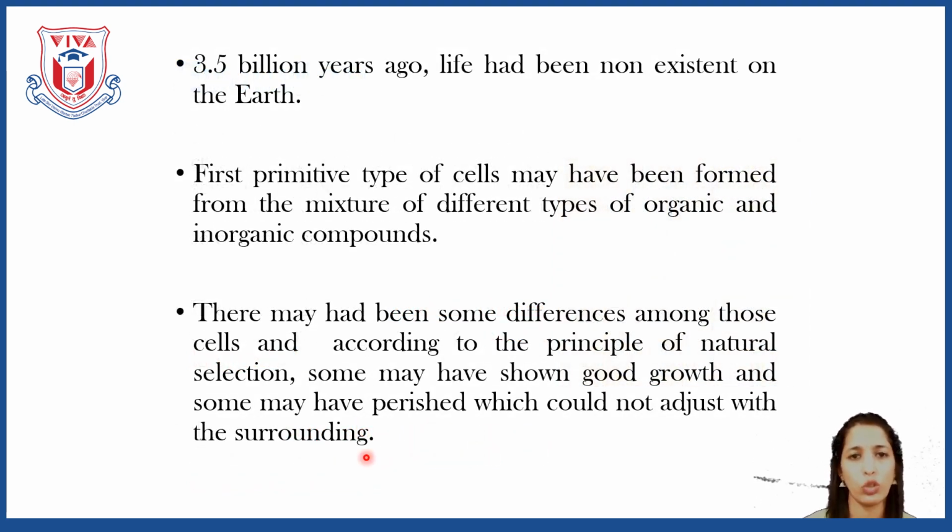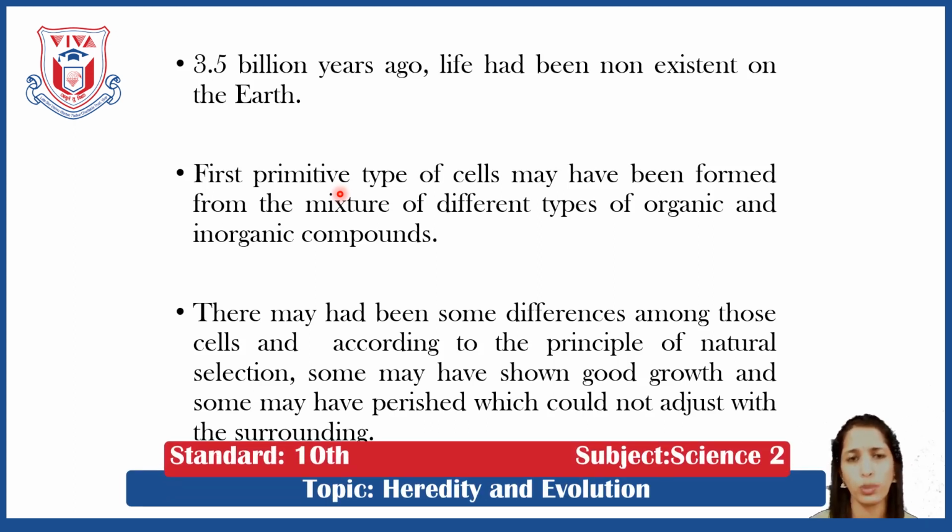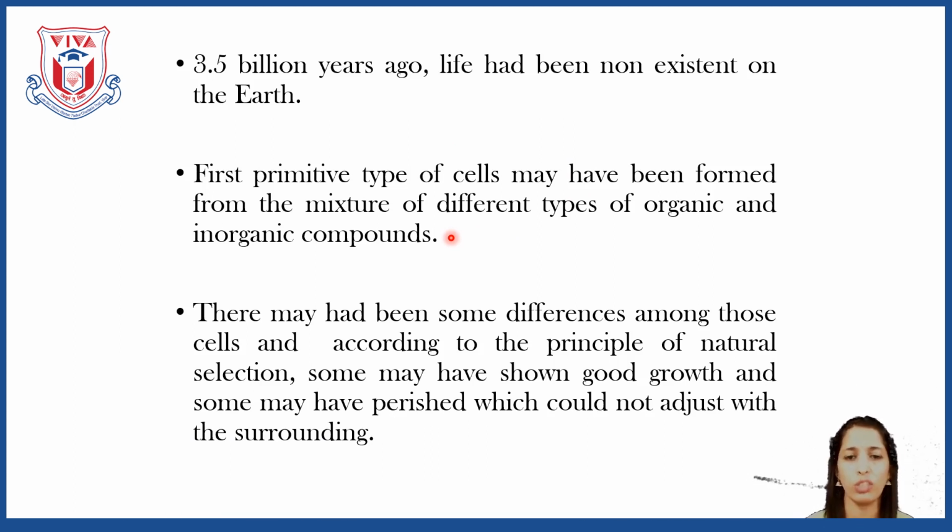Now, when we talk about evolution, we know that around 3.5 billion years ago, life had been non-existent on the earth. You know that earth was just a hot gas sphere, right? There was no existence of any life on the earth around 3.5 billion years ago. After that, once the temperature cooled, once there were some changes in the environment, in the temperature, the overall biosphere was formed. Then the first primitive type of cells, we say the pre-cells, may have been formed from the mixture of different types of organic and inorganic compounds. So the first life which started existing on the earth was the first primitive cell formed by the mixture of organic and inorganic compounds.